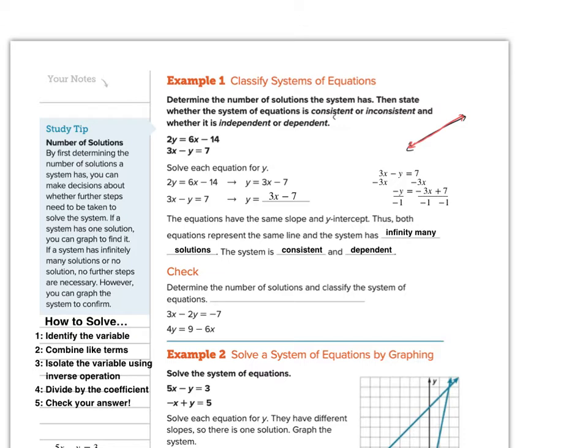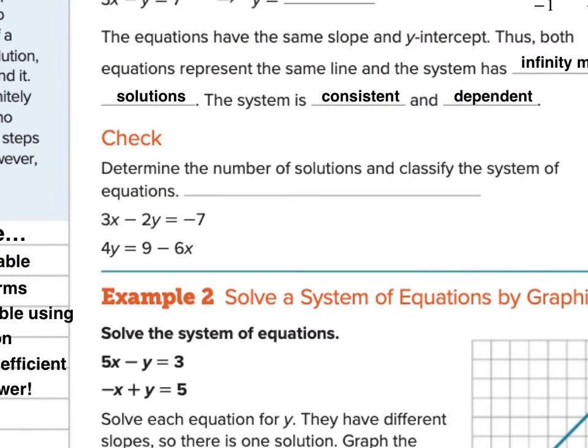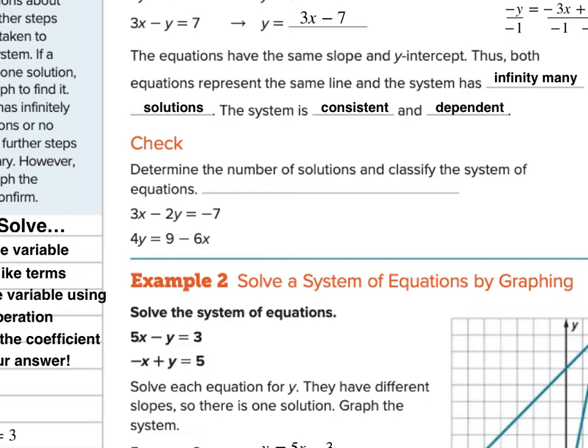So here with this check, you make both of these equations solve for y. When I solve both of these equations for y, to isolate my y, I subtracted 3x from both sides. So I end up with negative 2y is equal to negative 3x minus 7. Then dividing both sides by the coefficient, y is equal to 3/2 x plus 7/2.